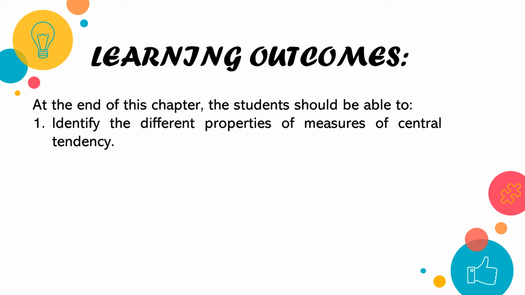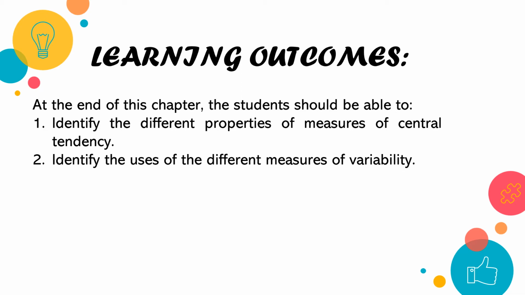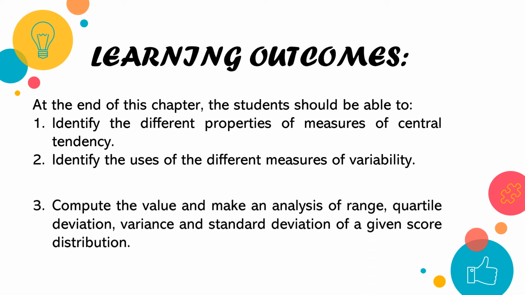Here are the learning outcomes for this lesson. At the end of this chapter, the student should be able to identify the different properties of measures of central tendency. Now, I think we are done with that. We did some review, and at some point we actually used quizzes for that. Number two, identify the uses of the different measures of variability.